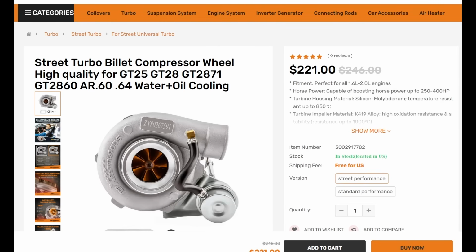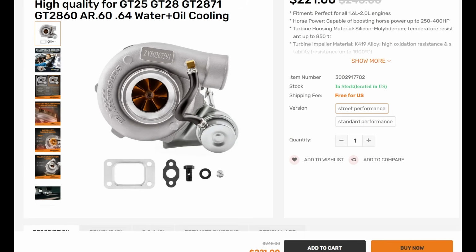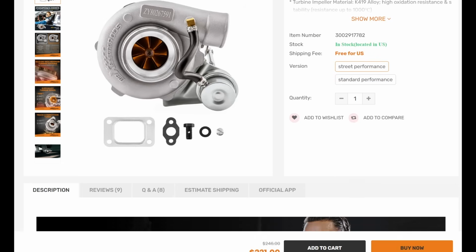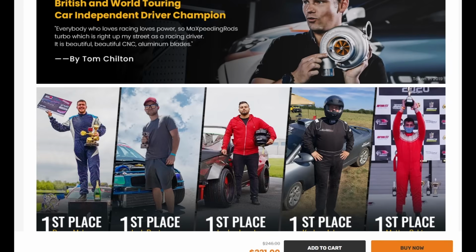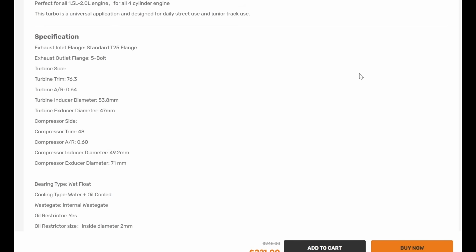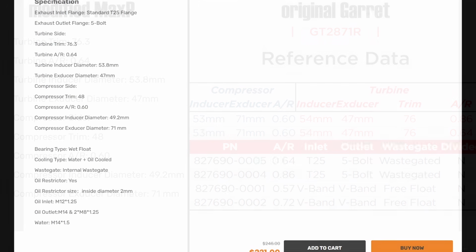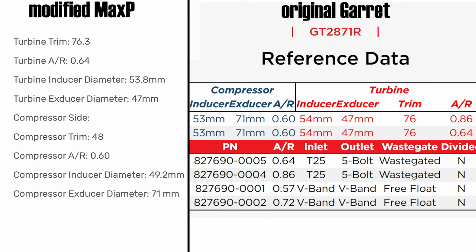The reason behind that is because the turbo I'm running comes from a company called Max Speeding Rods, which makes a budget-friendly version of this turbo. But what's interesting is that they decided to slightly tweak the design to make their turbo suitable for smaller engine displacements. Here we can see the original Garrett specs and the modified Max Speeding Rod specs.